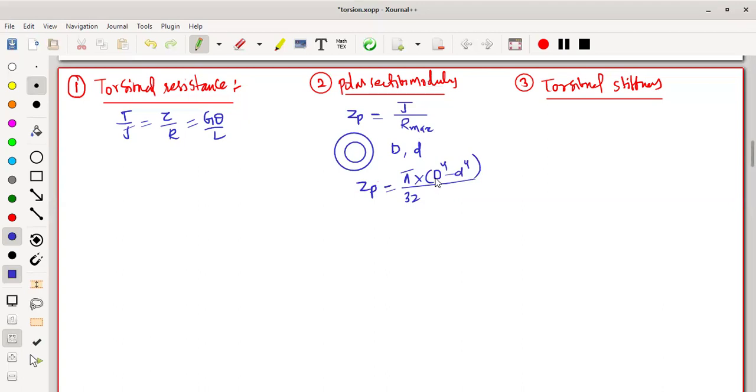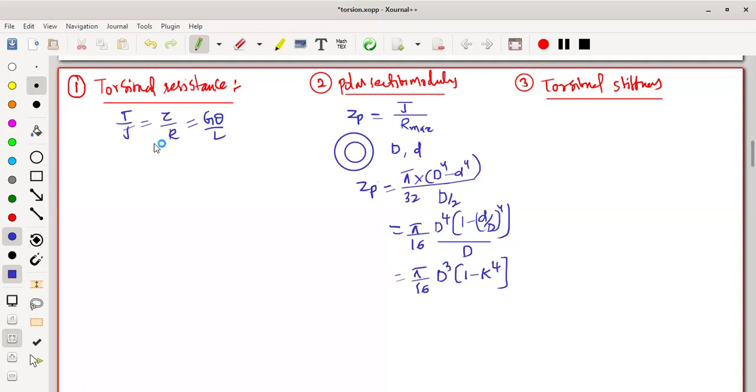R maximum here relates only to capital D, so I can represent it as D by 2. So finally the answer is pi by 16, and this small d we have to remove. For that, from D to the power of 4, I am going to take a common term, 1 minus small d by capital D to the power of 4, bracket close, whole divided by D. So it can be written as pi by 16 D cube into 1 minus K to the power of 4, where small d by capital D I consider as one constant parameter, K. K is nothing but the ratio of small d to capital D.